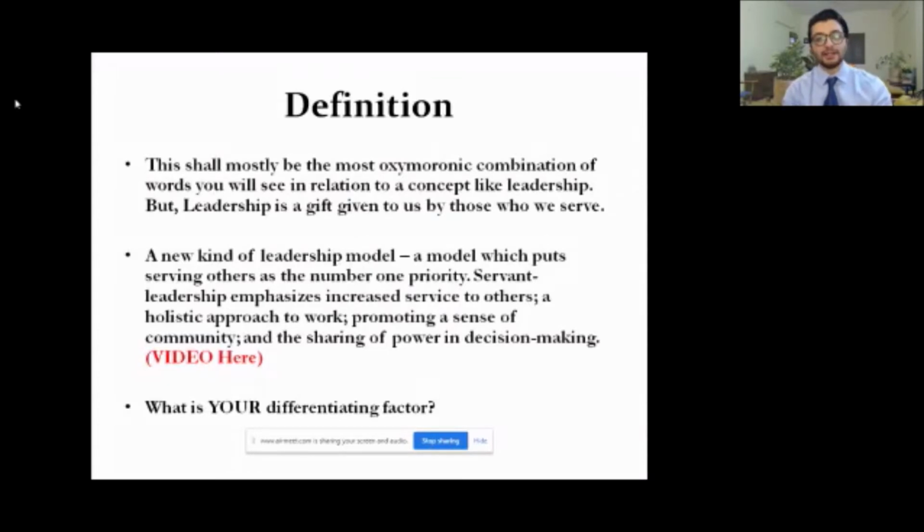When you talk about a servant and a leader, we have always grown up with the concept that a leader is the one who leads the servants or the followers. Nobody actually likes to hear the word servant. But that's the whole beauty of the concept. Leadership is a gift given to us by those we serve.